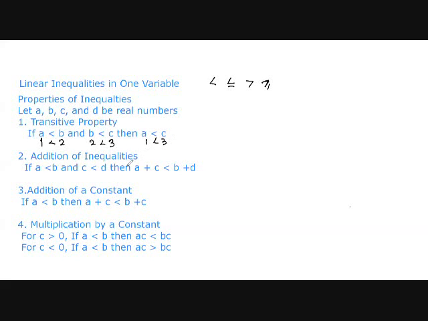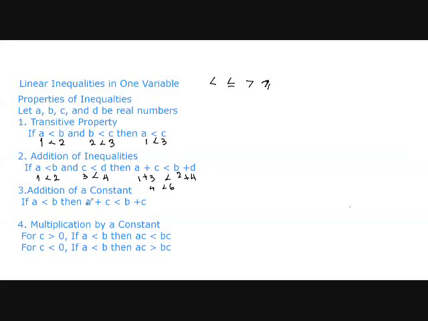So that then we have 1 less than 3. And the second one, addition of inequalities. If a less than b and c less than d, then a plus c less than b plus d. For example, a is 1, b is 2, so 1 less than 2. Say c is 3, less than 4, d equal to 4. Then you add the left-hand sides and the right-hand sides, so a is 1 plus c is 3, less than b is 2 plus d is 4. So we have 4 less than 6.